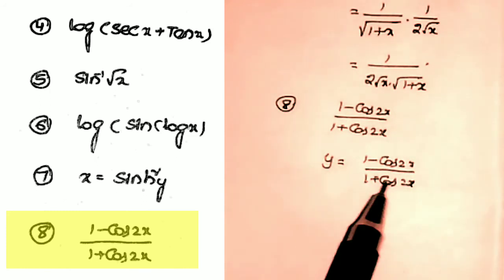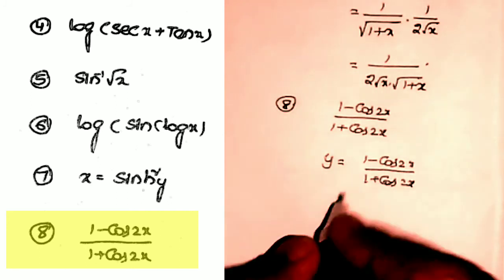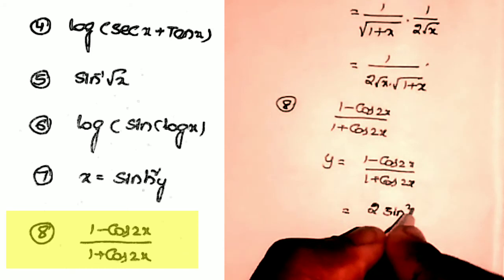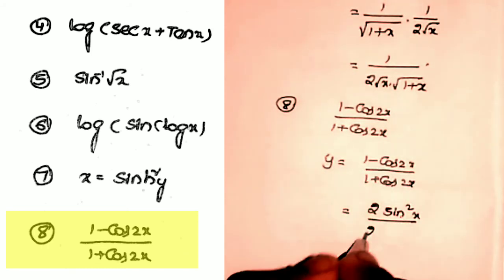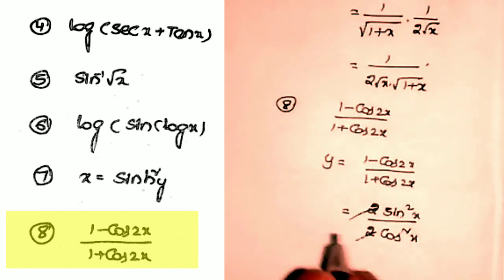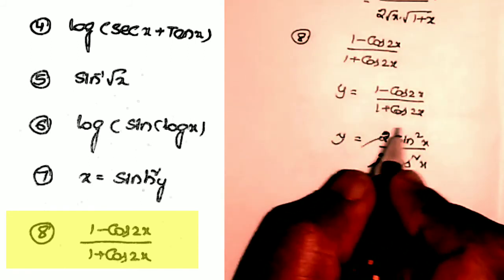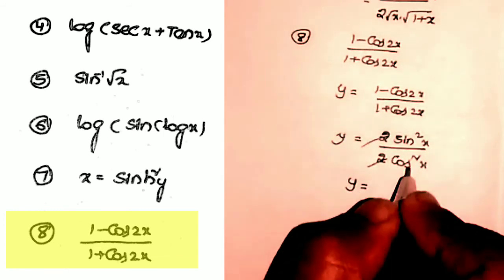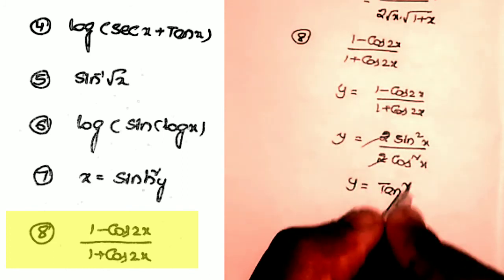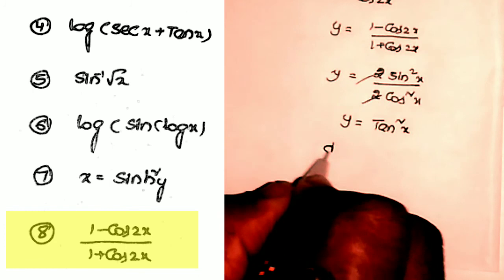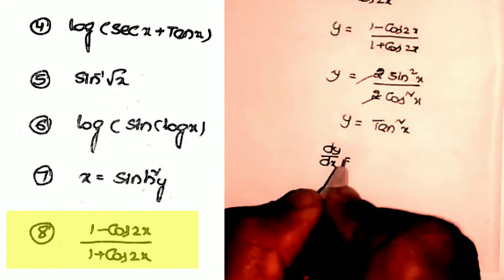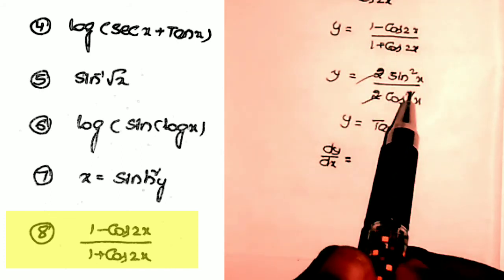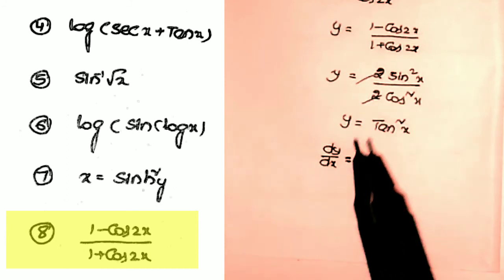First of all, we can simplify the given question first. Now I replace 1 minus cos 2x with one formula, that is 2 sin square x, and 1 plus cos 2x is equal to 2 cos square x. I just replace the values. Now the question becomes y is equal to sin square by cos square, that is tan square x. Now we take the derivative of this function directly. There is no necessity to apply the u by v rule, since the question is simplified by taking one simple formula. So first we have to simplify, then it is easy to solve the question.